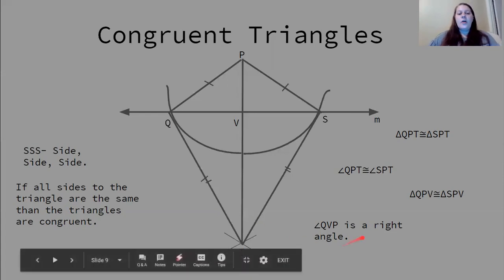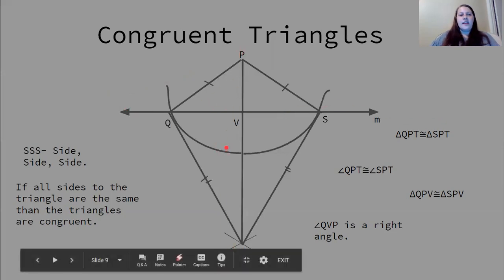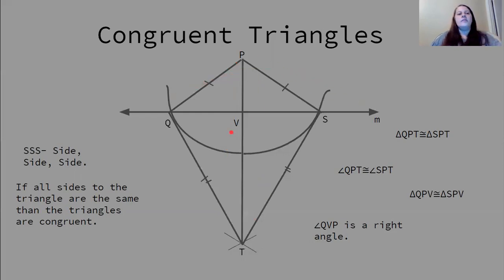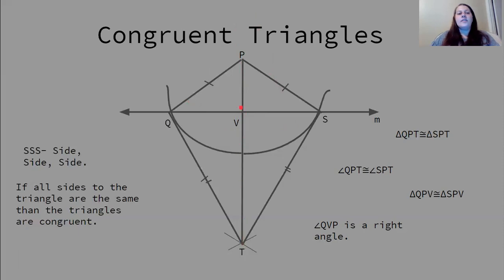Now what we want to know is if angle QVP is a right angle. What we have here is a horizontal line that goes straight across and a vertical line that goes straight down at 180-degree angles. What we know is a line is 180 degrees, and when you have one that comes perfectly perpendicular, it will always be 90 degrees. So we know that this angle is 90 degrees.